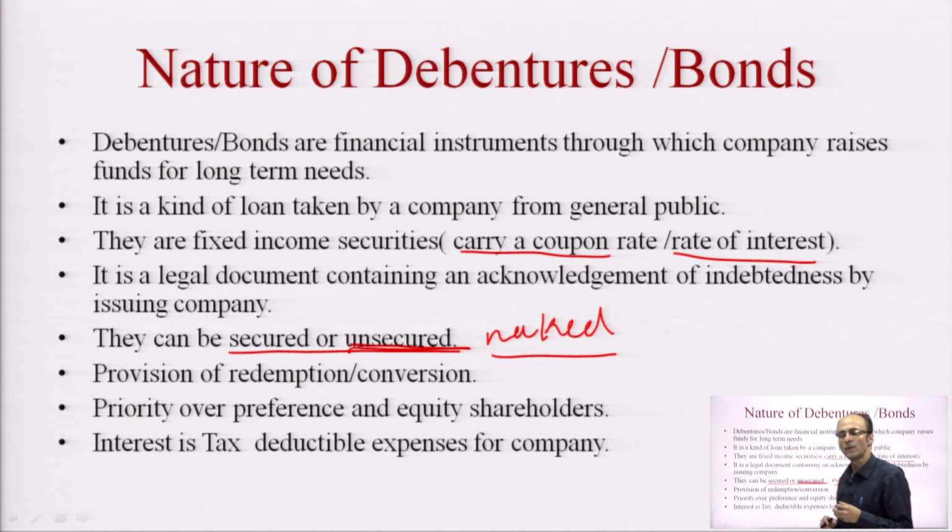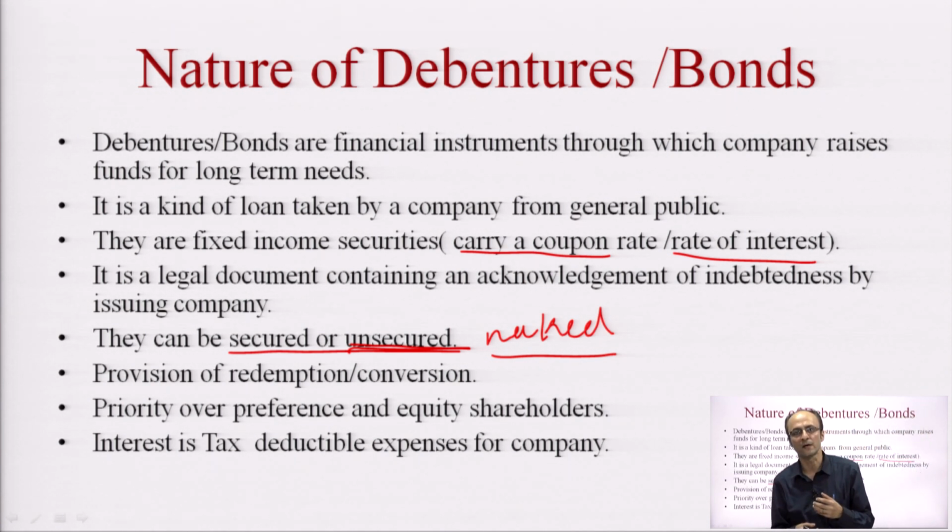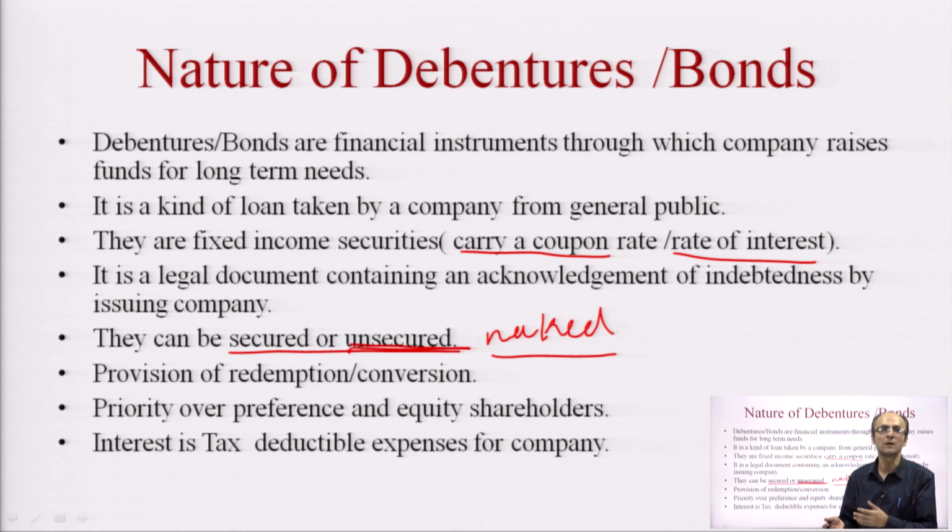Another feature of bond and debenture is that there is a provision of redemption and conversion in the bond agreement. What does redemption here mean? Redemption simply means that after the expiry, after the maturity period, the principal amount will be repaid back to the bondholder.